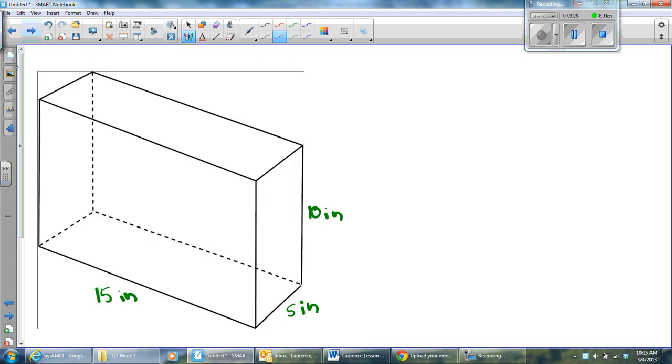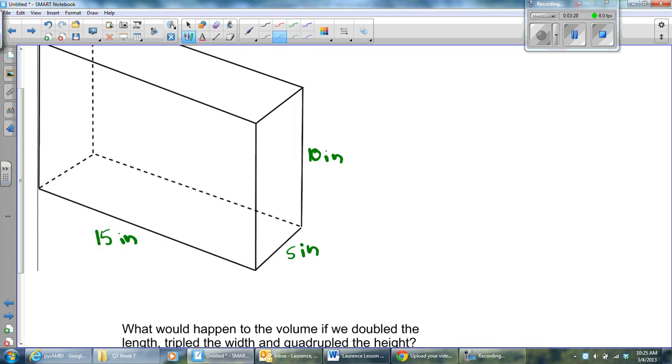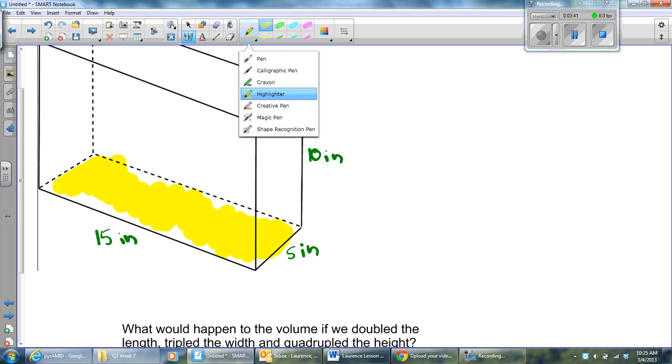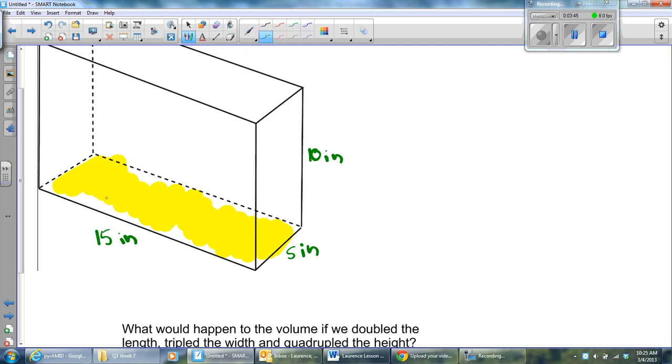Okay, so let's get on to this rectangular prism. Again, I'm going to highlight my base. Where did my pen go? There it is. Okay, so to figure out the volume, first I'm going to figure out the area of that highlighted piece. And that's going to be 15 times 5, which I believe is 75 inches squared.